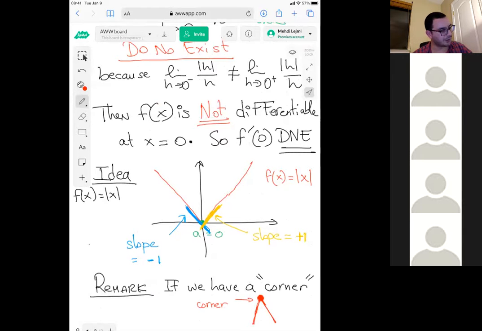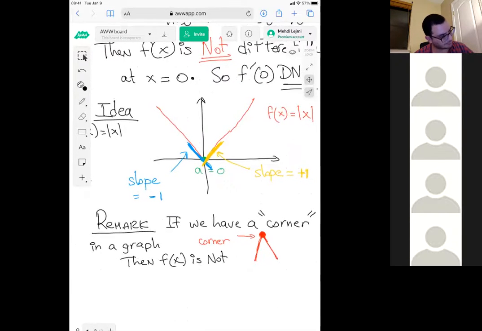So if you have a corner in the graph, then f is not differentiable at that point. And again, the idea is because the slope from the left is going to be different from the slope from the right at that point.